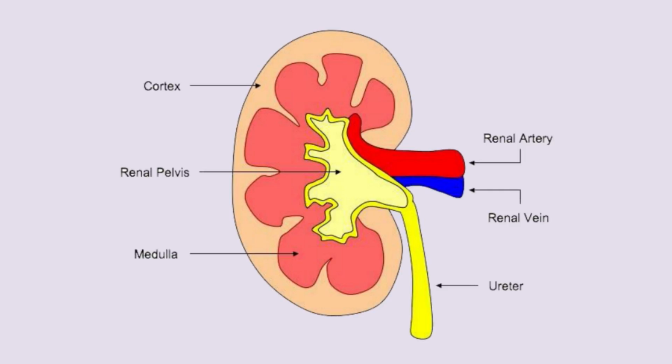Further in is the renal medulla. This is where nephrons are found. The innermost section of the kidneys is the pelvis. This is where the urine will collect from the collecting ducts before passing into the ureter.